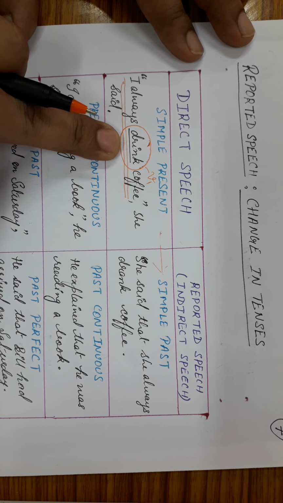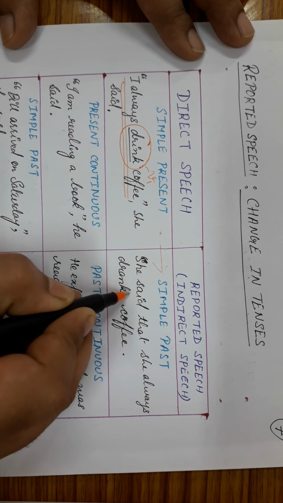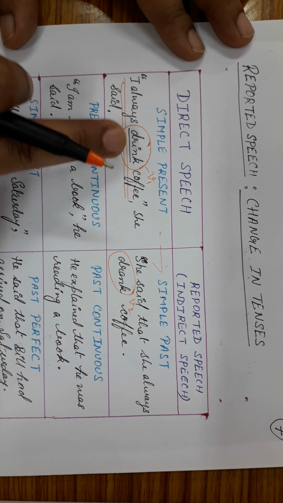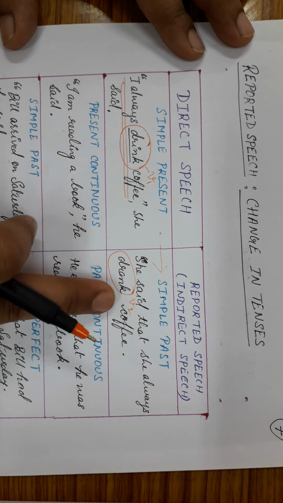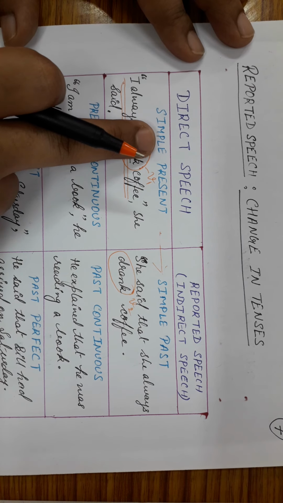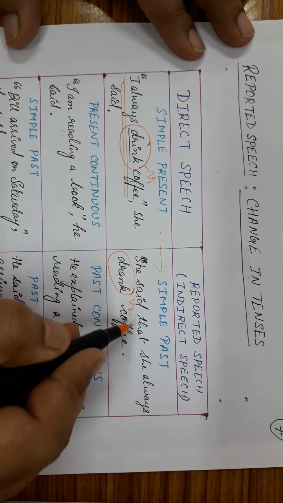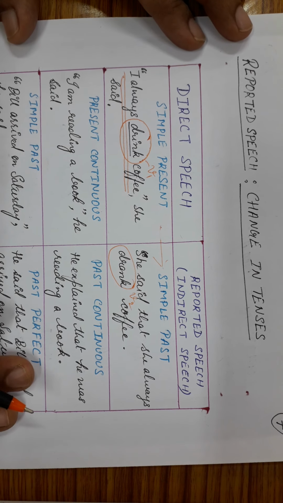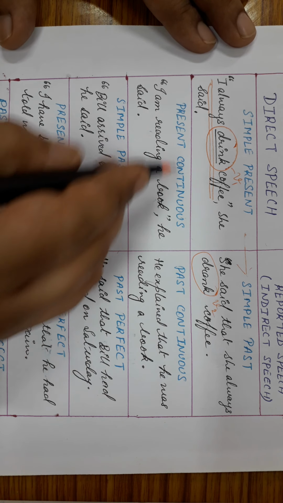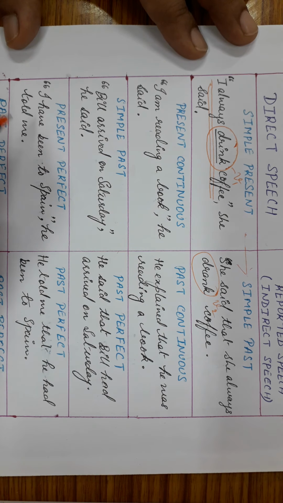Now, when we convert simple present into simple past, then V1 changes into V2. So drink is V1, V2 it becomes drank, and V3 it becomes drunk. So when the direct speech is in simple present it converts into simple past. That is, she said that she always drank coffee. Okay? When the direct speech is in present continuous, it converts into past continuous.